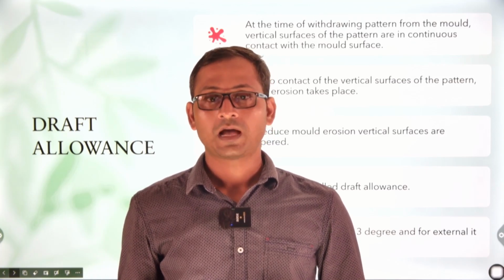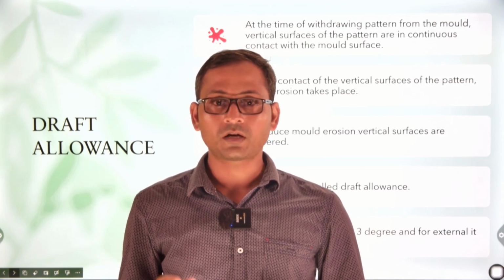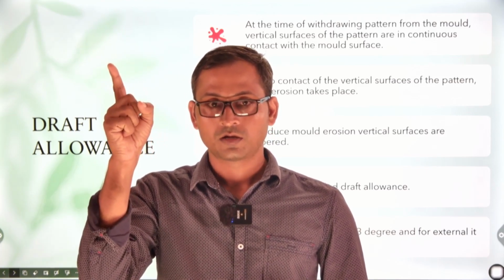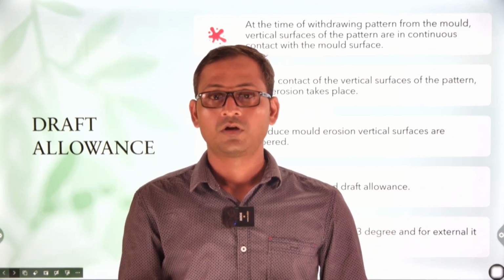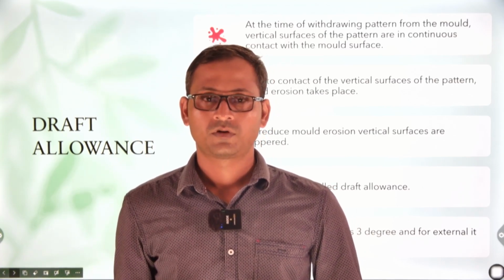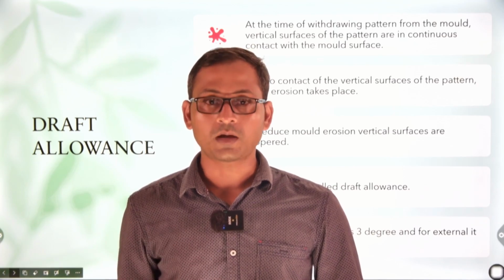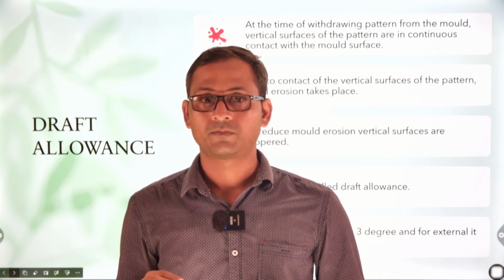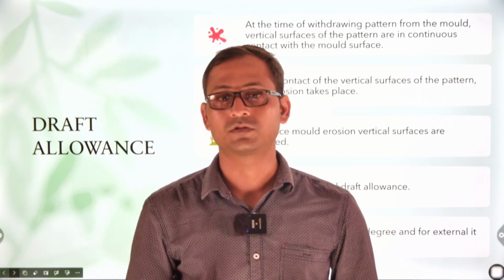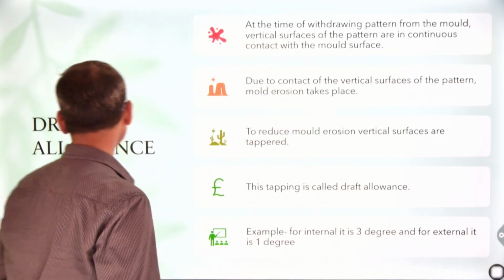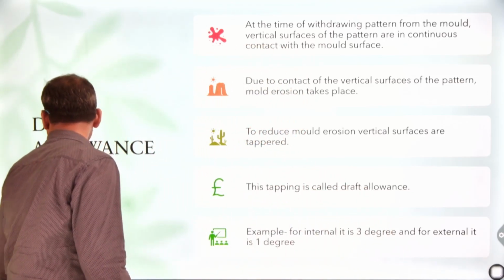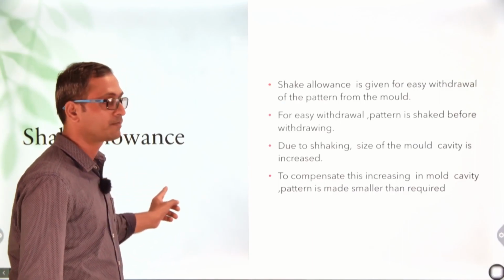So to avoid this, we make the vertical surface of the pattern taper. For external, we give 1 degree, and for internal taper, we give 3 degree. This is your draft allowance. I hope you understood. Then we go to your shake allowance.